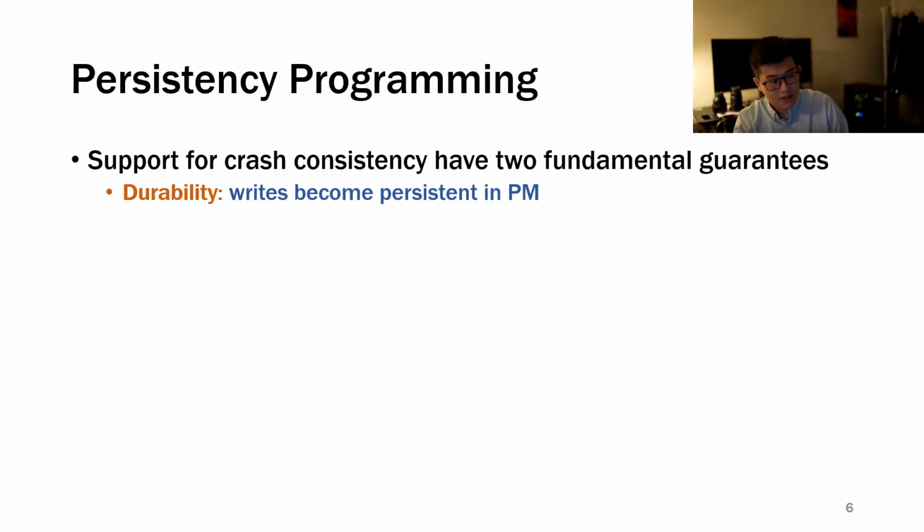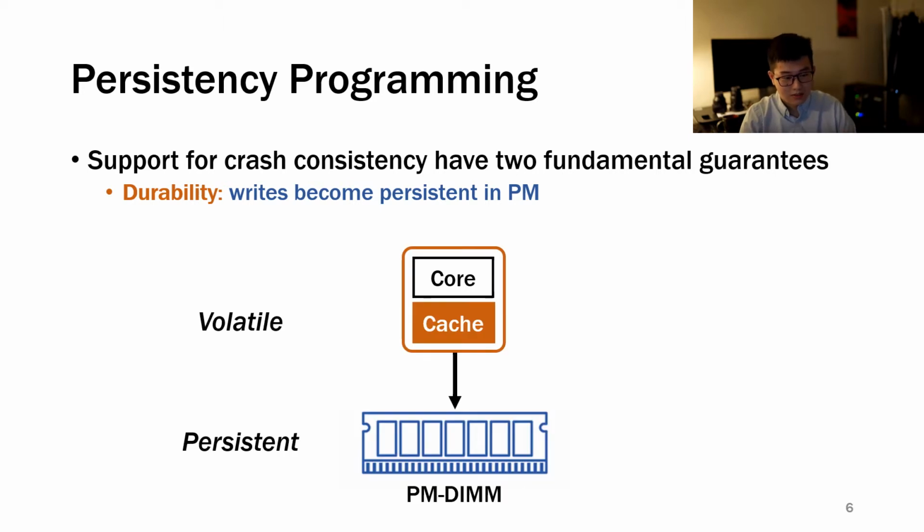To make it possible to ensure the crash consistency, there has been support for crash consistency covering two fundamental guarantees. The first guarantee is durability. That is, by some way, the write can become persistent in memory on demand. So here is an example where the CPU together with the cache are volatile and the memory is persistent. In order for the updated cache line that's shown in orange to become persistent, there must be a way to write back the data and guarantee its persistence, then the program can move forward.